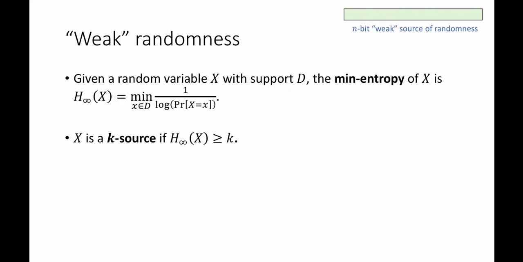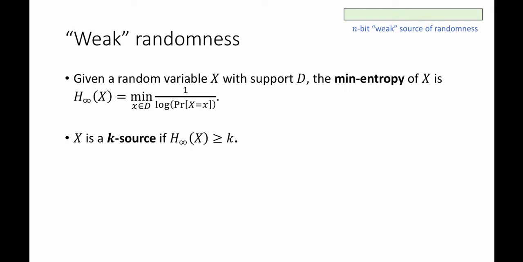First, what do we mean by weak? Intuitively, we want it to mean that we can have some weak source of randomness, something that's kind of random, but not perfectly random. So here's the way that we're going to quantify it. We're going to use something called min-entropy. Given a random variable X with support D, the min-entropy of X is defined to be H sub infinity of X, and it's equal to the minimum over all x in the domain D of log base 2 of 1 divided by the probability that the random variable X is equal to little x.